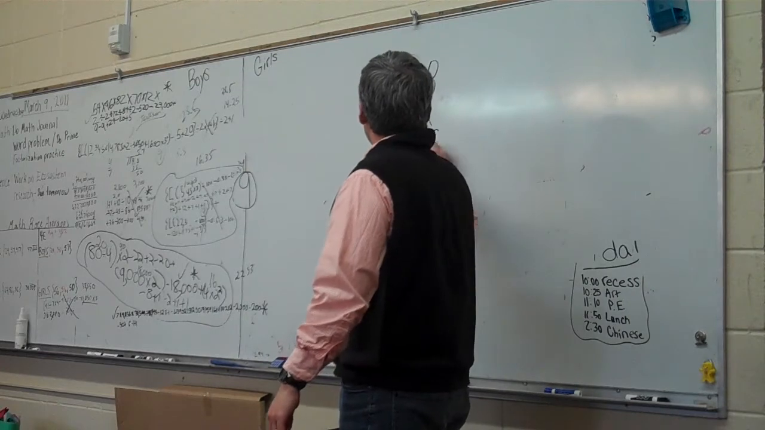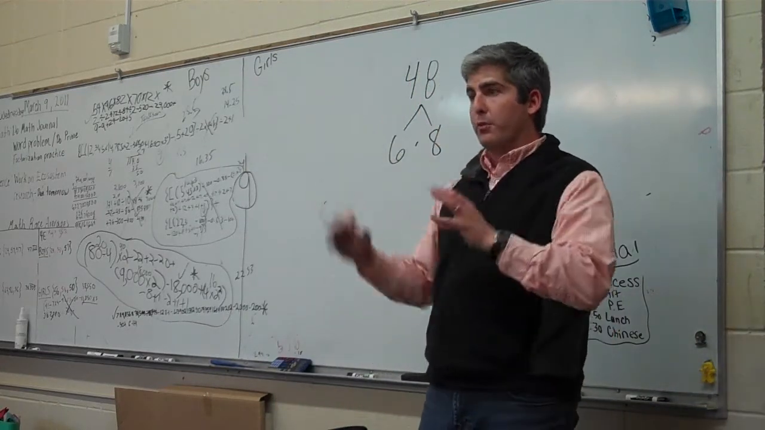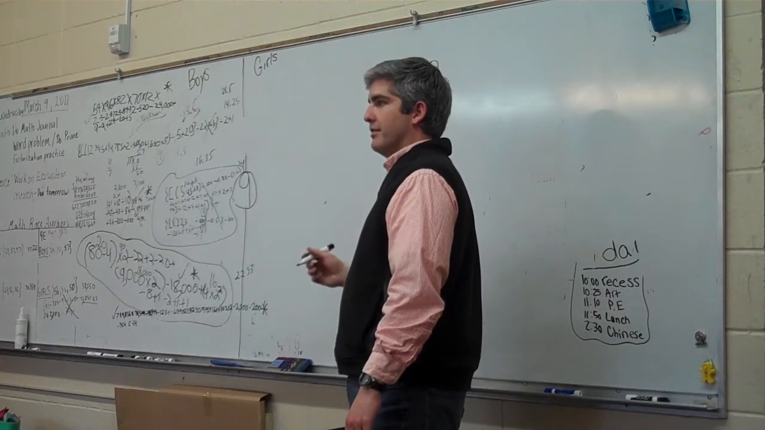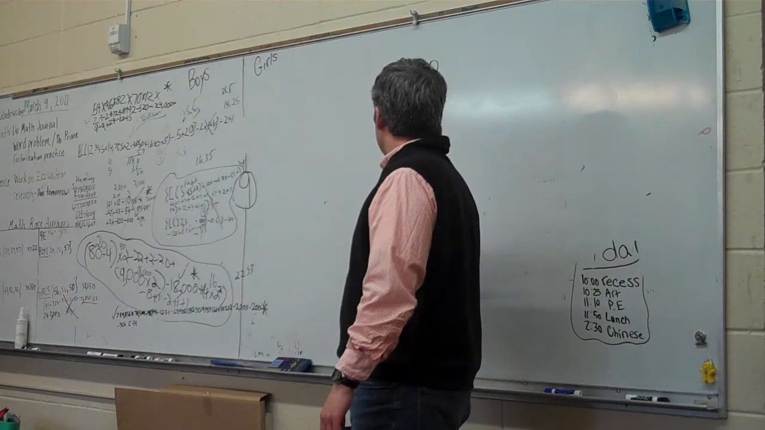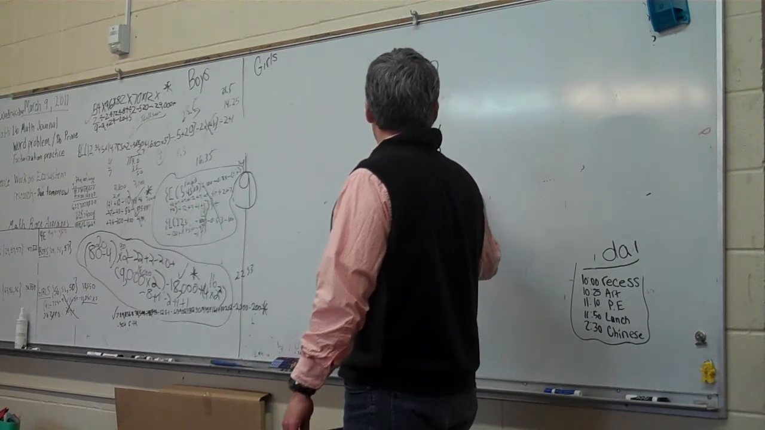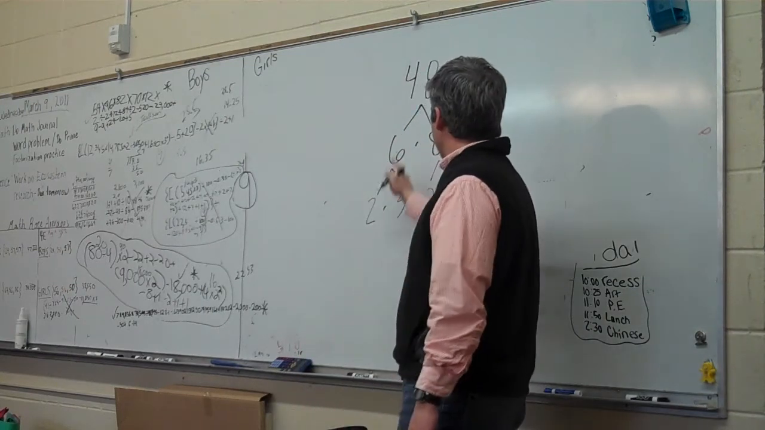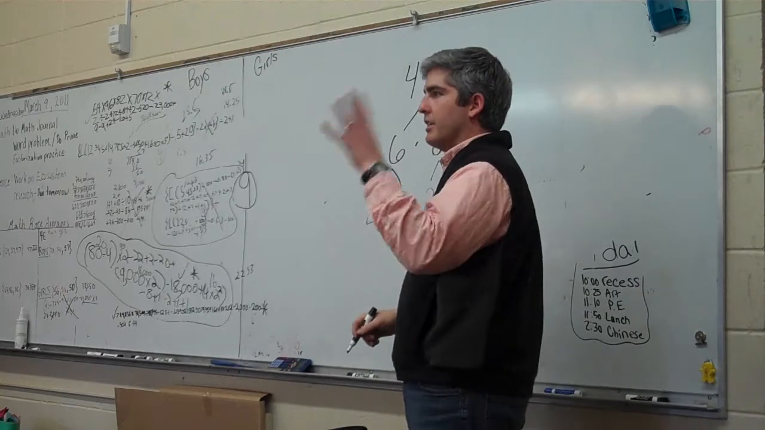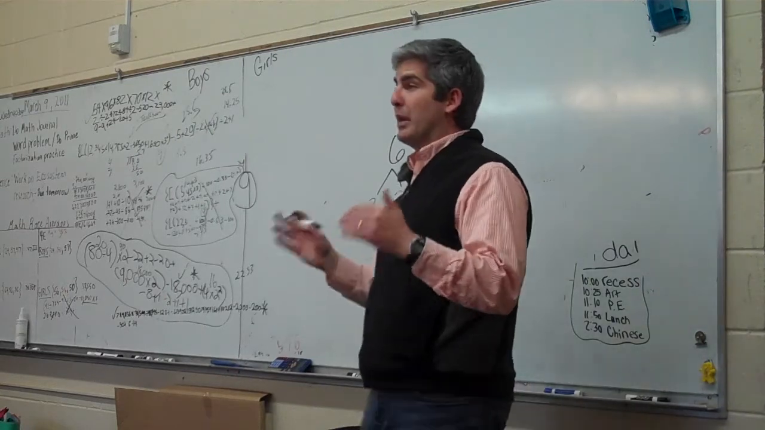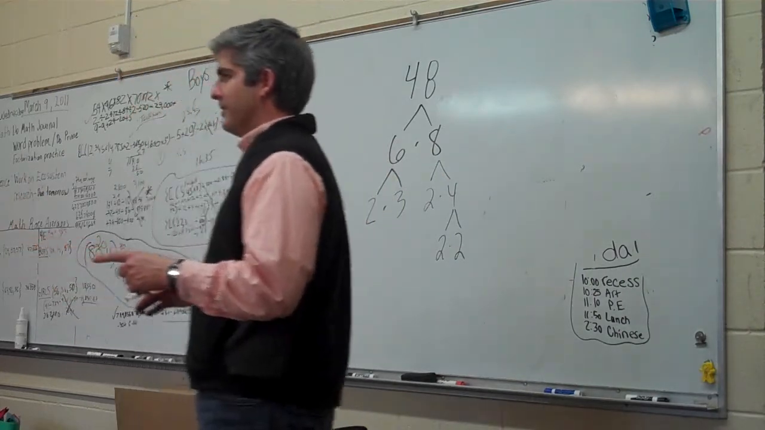So 6 times 8. Is either one of those prime? No. So you have to break both of them down. 2 and 3. Prime, done. 8 is not done. So I went 6, it's 2 times 3, and they're both prime. When I had 8, the only choice I have is 2 times 4. I can't do 1 times 8 because 1's not prime.